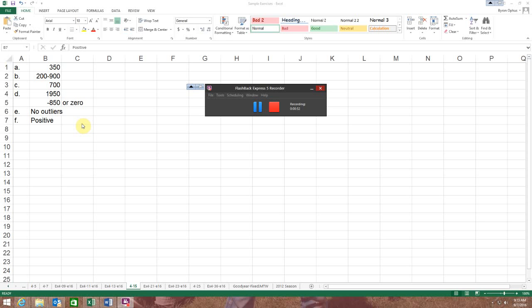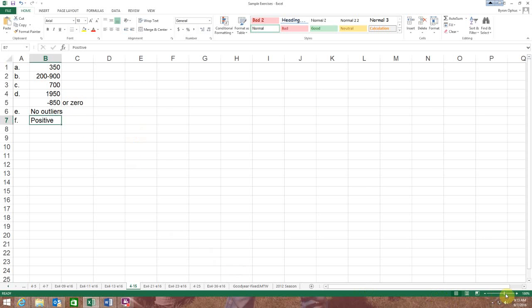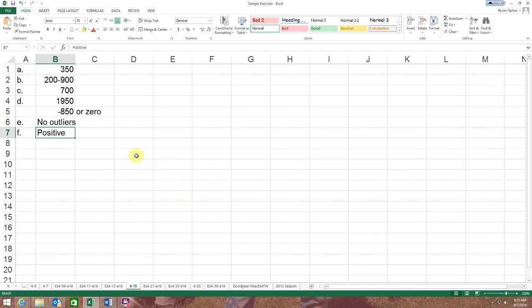It says estimate the median amount spent. That one looks fairly clear. It looks to me like where the black line is represents the median, and that's right around 350. Then it says estimate the first and third quartiles for the amount spent. So again, I'm looking at the extremes of the green box, the bottom one and the top one, comparing that to the numbers on the left side there. And I came up with about 200 to 900.